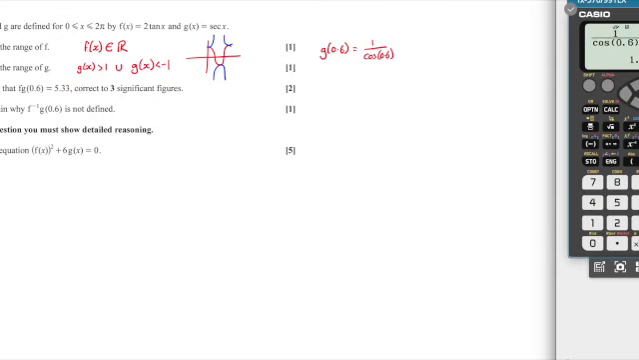So therefore, f of g of 0.6 is going to be the same as doing f of 1.21, which is going to be 2 tan 1.21. So we're going to do 2 times tan of that answer, and that is 5.33 correct. It's just 3 significant figures.